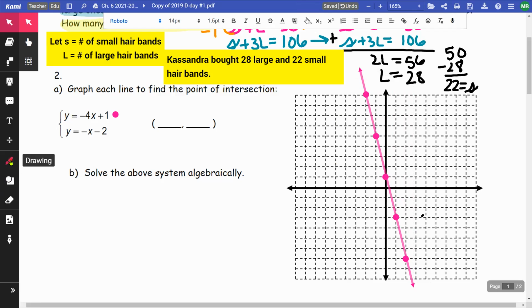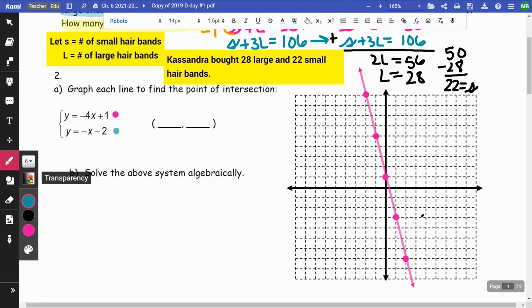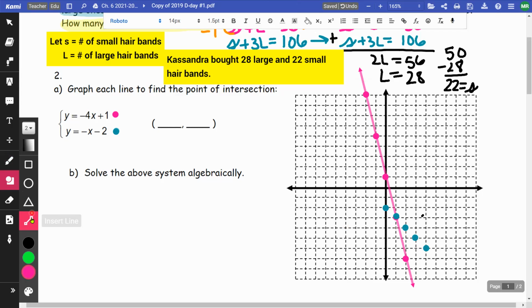So for the second one, let's say I do it in this teal color. And let me make it not see-through. Okay. So I'm going to be starting at -2. My slope is a -1. So I'm going to go down 1, right 1. And you see right there, they crossed. Down 1, right 1, down 1, right 1, and so forth. So I'm going to connect these. I already see where they're crossing.